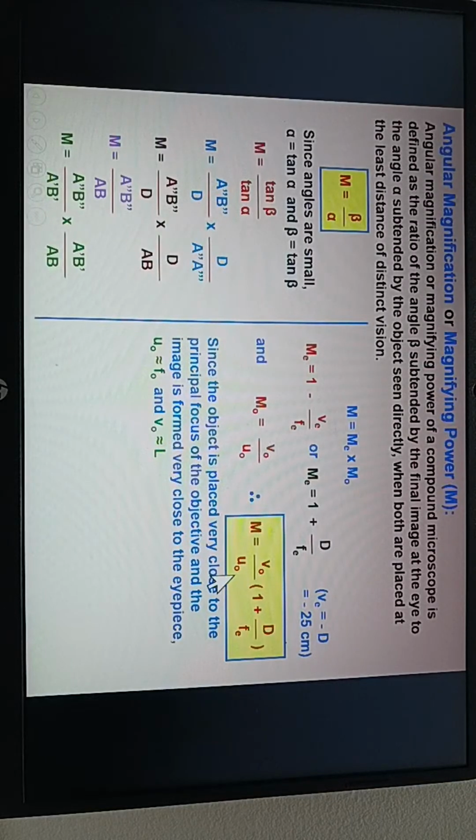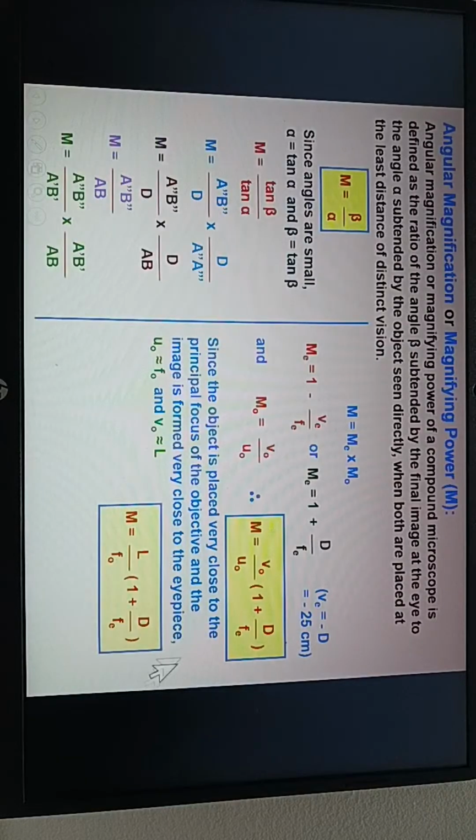So V0 by U0 is approximately equal to L by F0, and for the eyepiece, 1 plus D by Fe. So here, given U is F0, V is L, then you will get this. This is the derivation shown in the book. They have done it very simply because they already did it in the simple microscope. They don't want to do it again. Here we are doing it again.